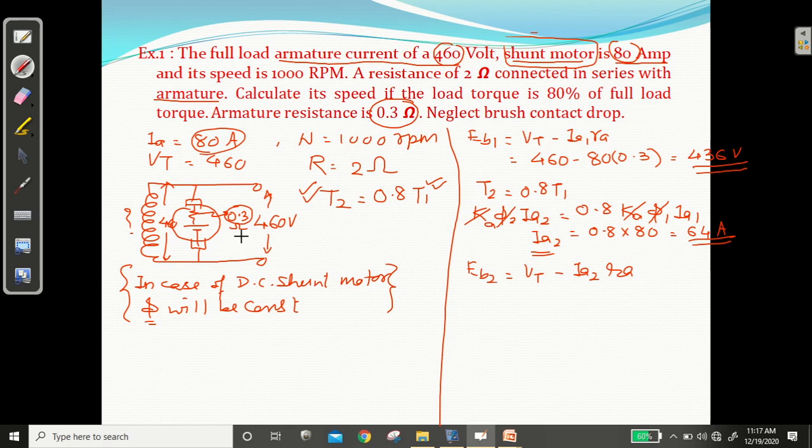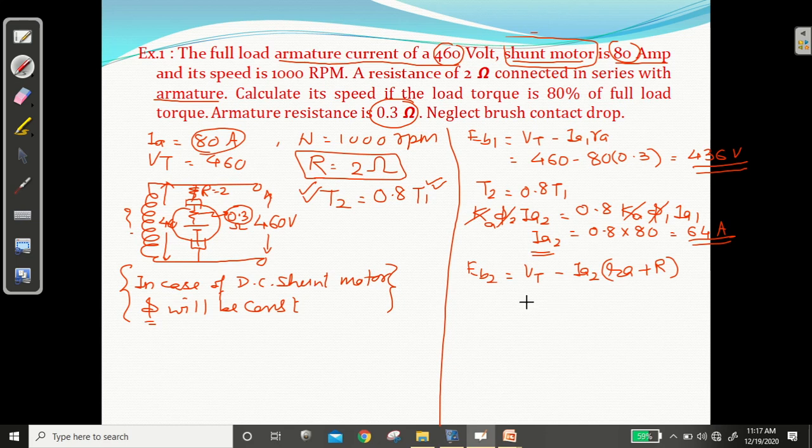But यहाँ we have given, we are inserting some resistance 2 ohm. कहाँ इंसर्ट कर रहे हैं 2 ohm? देखो, we have given resistance of 2 ohm connected in series with the armature. Case number 2. So you are going to insert the resistance here. In second condition R कितना है? 2 ohm. So क्या हो जाएगा? VT minus IA2 into RA plus R.